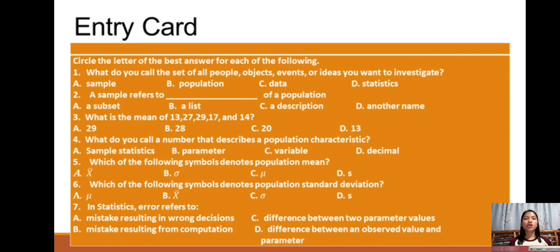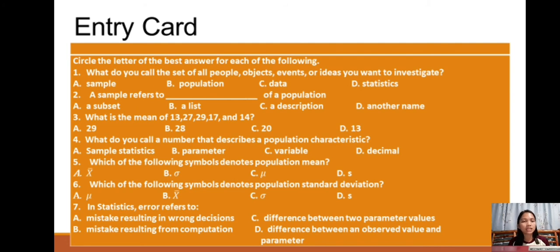So before we tackle lesson 1, let's have first our entry card. We need this entry card in order to recall our past discussion and in order for you to be prepared for the terms that you need to recall for this lesson. So we need to answer 7 questions. I have here listed 7 questions.